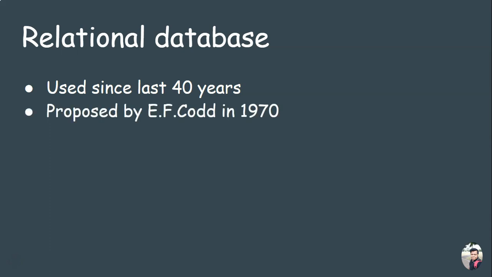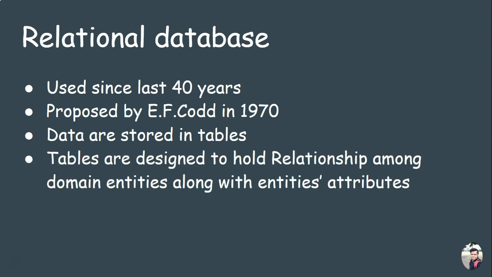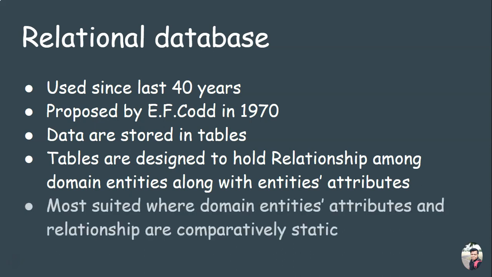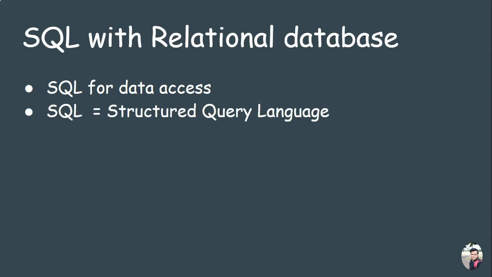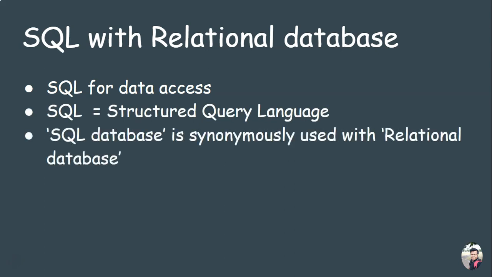It was proposed by Mr. E.F. Codd in the year of 1970. Data are stored in tables or in tabular form in relational database model. Tables are designed to hold relationship among data domain entities along with entities' attributes. Relational database model is most suited where domain entities, attributes and relationship are comparatively static. SQL is used to access data in relational database model. SQL stands for Structured Query Language. SQL database is synonymously used with relational database.